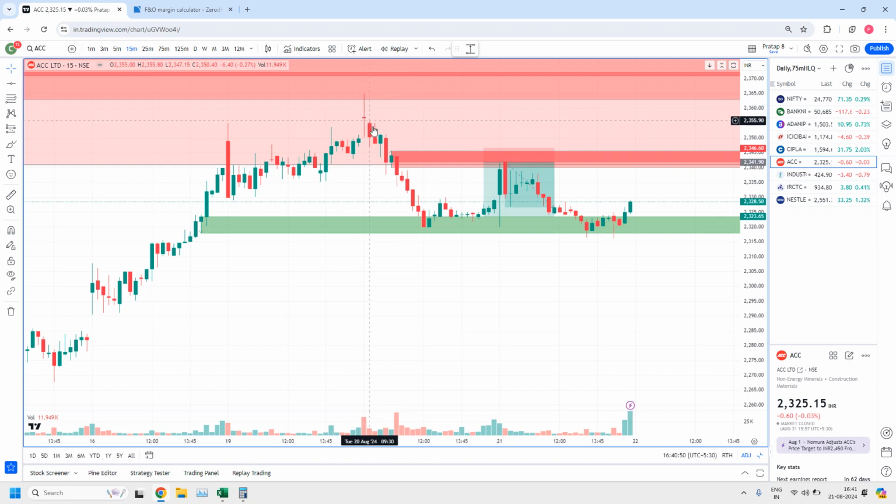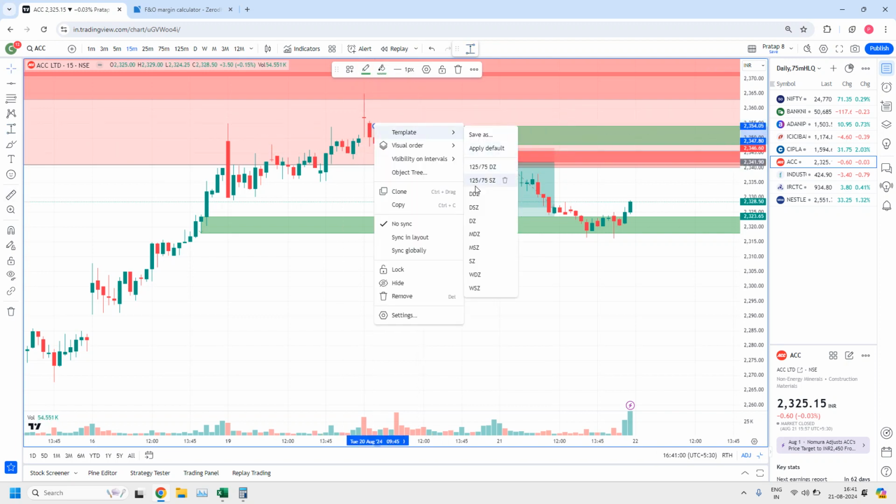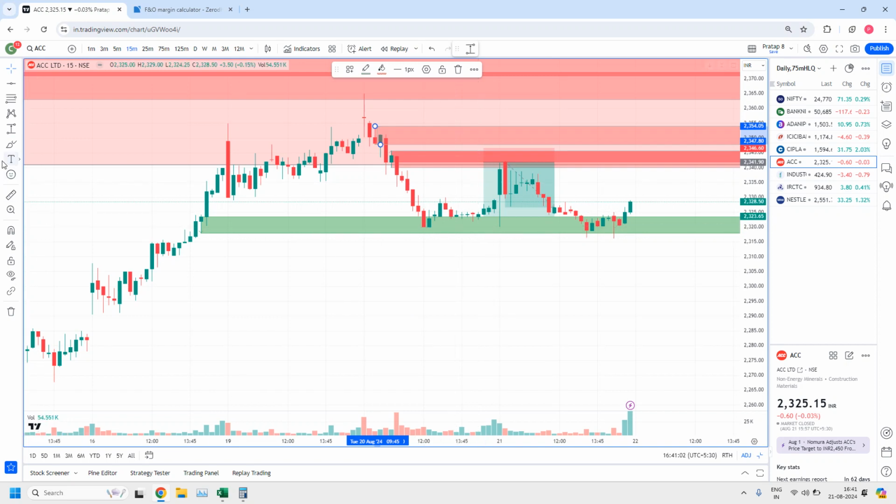You can also draw one more here. Drop, base, drop, one more LOL zone is also here. This is also a valid supply zone. These two, this is also a valid zone. You can draw it, it is LOL. If you draw week to week, both are overlapped.